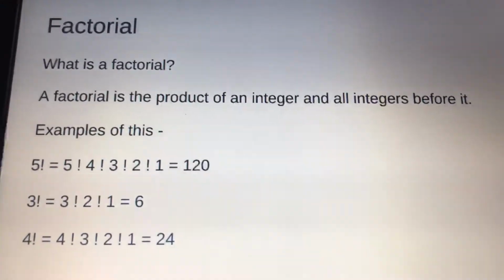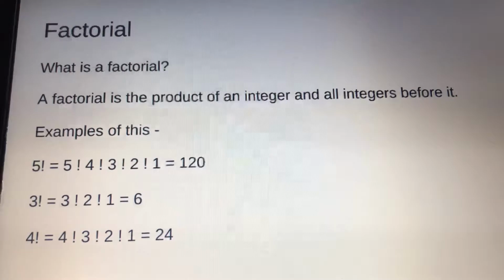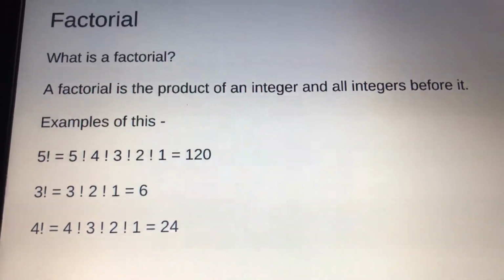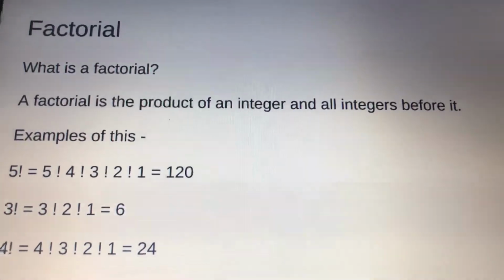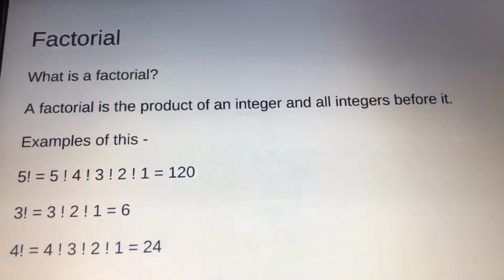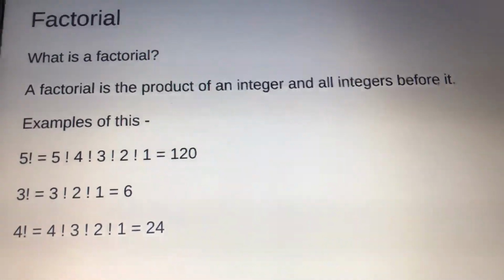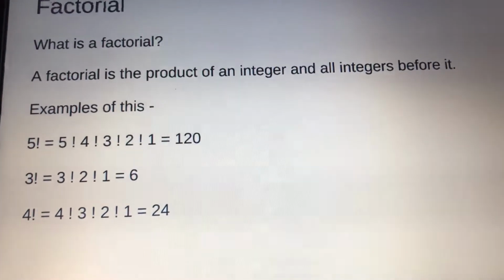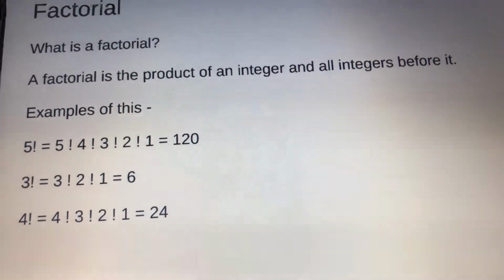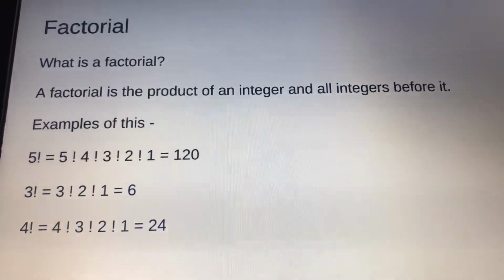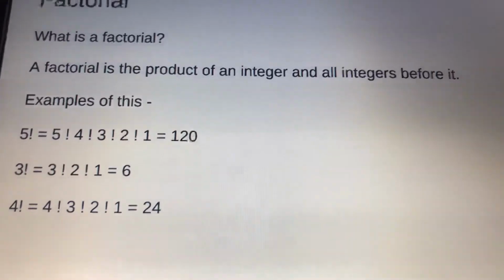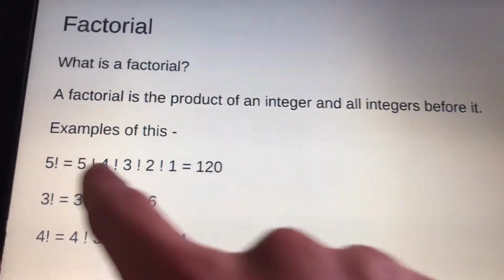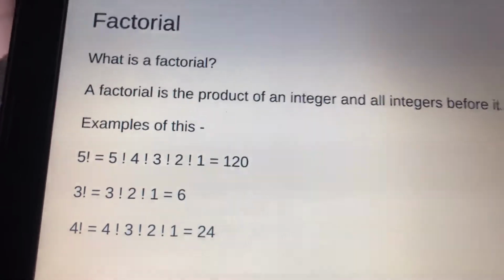Factorial. Okay, what is a factorial? That is the question for this slide. A factorial is the product of an integer and all integers before it. Example: 5 factorial is equal to 5 times 4 times 3 times 2 times 1, which sums up to 120. Let's go down to the next one.